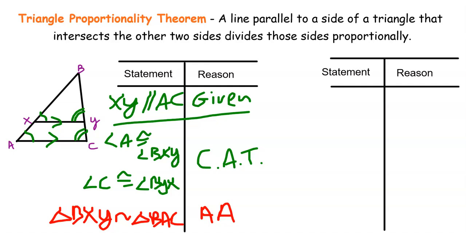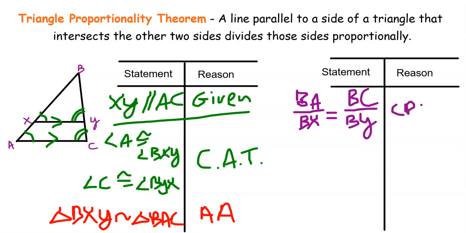So in the case of these two triangles, we know that the ratio of BA to BX is the same as the ratio of BC to BY. We know that because those triangles are similar and corresponding parts of similar triangles are proportional. CPSTP, as opposed to CPCTC from congruent triangles. Okay, well now we are partway there.